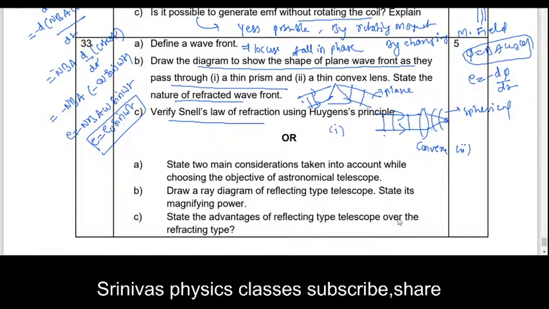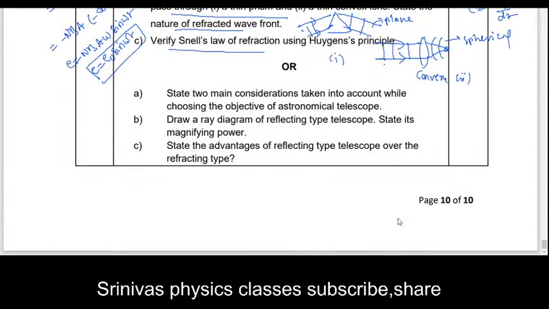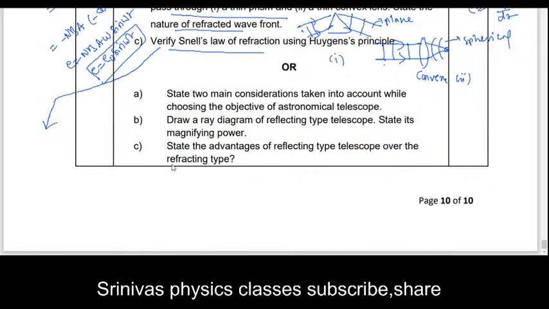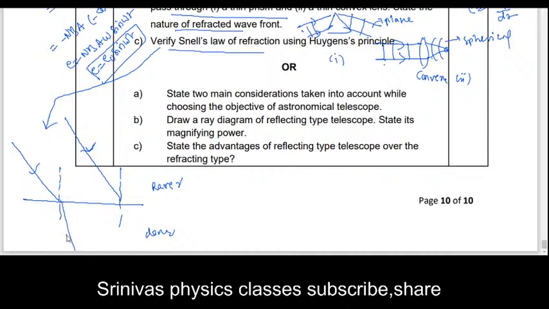How will you verify Snell's law by using Huygens principle? Very simple. You see very carefully. This is the rarer medium and this is the denser medium. Two light rays are incident here like this. This is the normal drawn. And the light ray will refract and go like this.